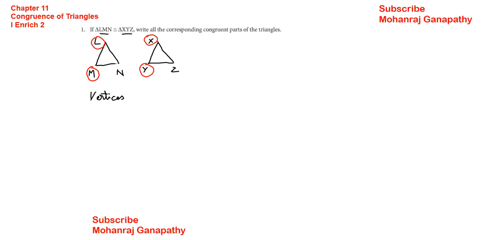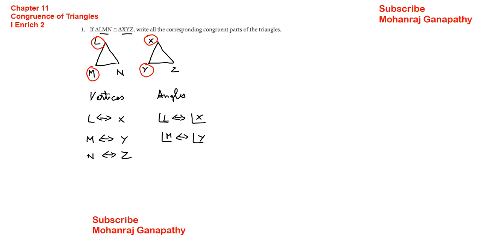Is it clear? L corresponds to X, M corresponds to Y, and N corresponds to Z. Okay, we have seen the vertices. What about the angles? Same. Angle L corresponds to angle X. Angle M corresponds to angle Y. Angle N corresponds to angle Z.